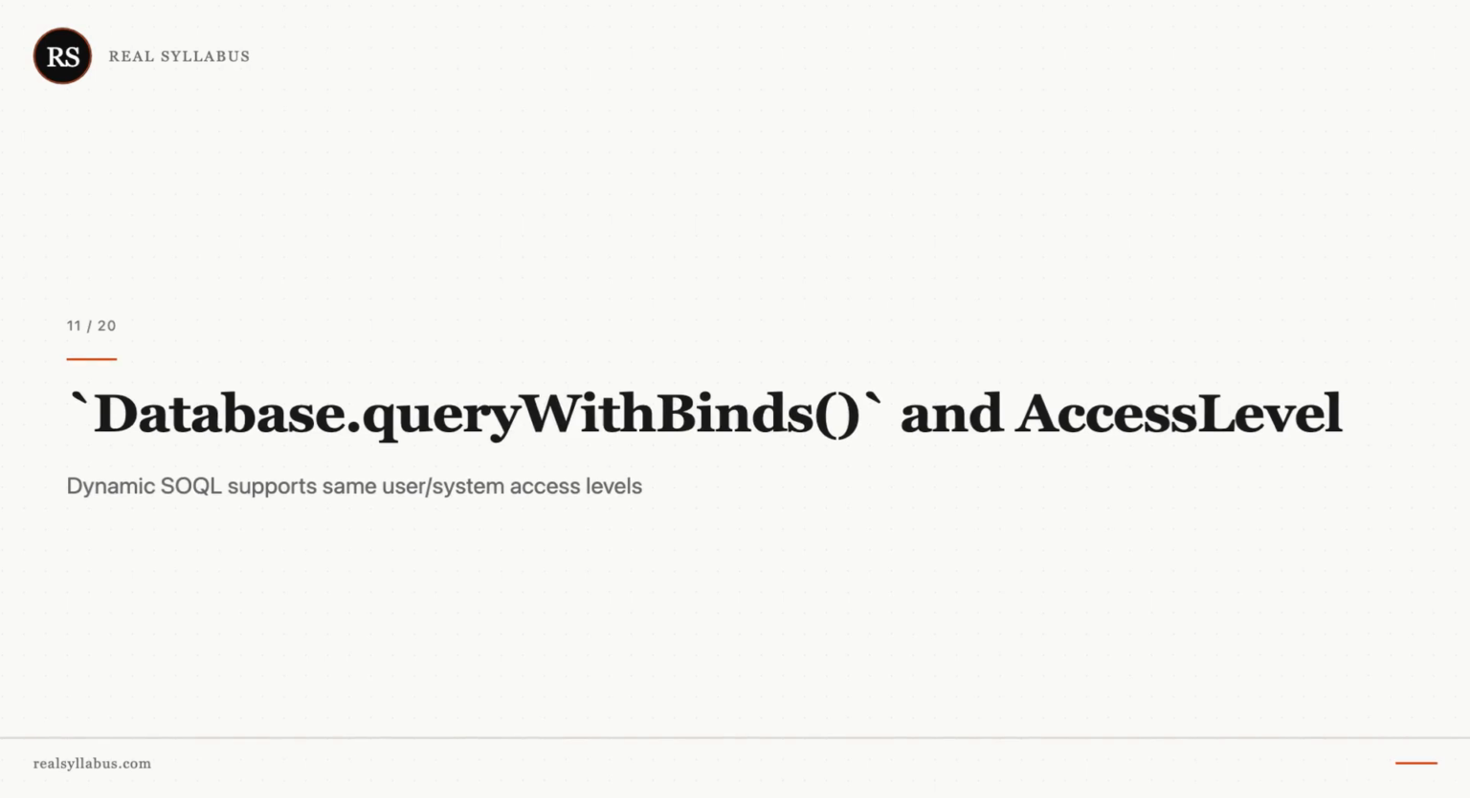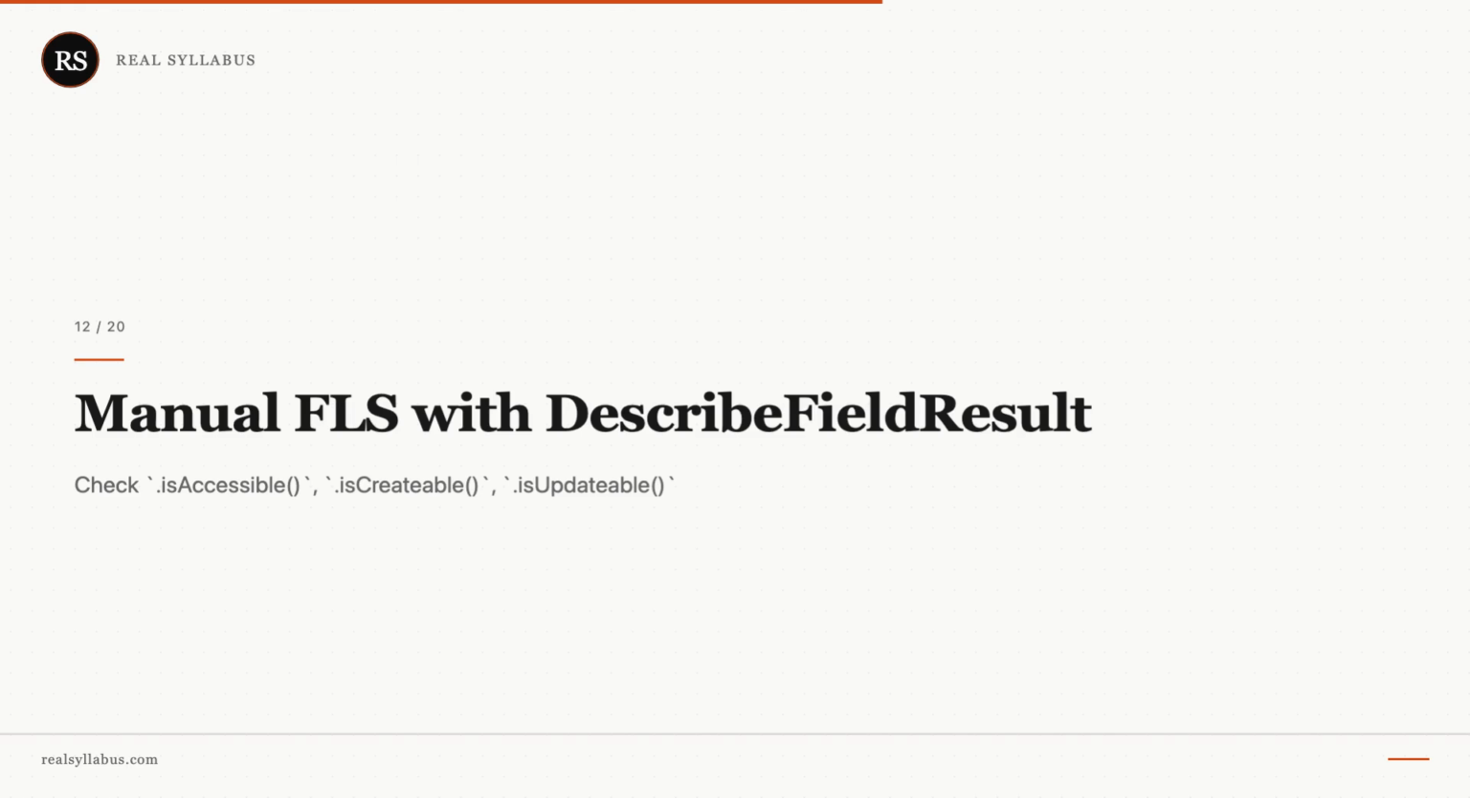You get the same three-layer enforcement as the inline clause. Always use queryWithBinds over string concatenation to prevent SOQL injection. For code targeting API versions below 50.0, or when you need to check permissions before DML rather than on a query, you use Schema.DescribeFieldResult methods manually.